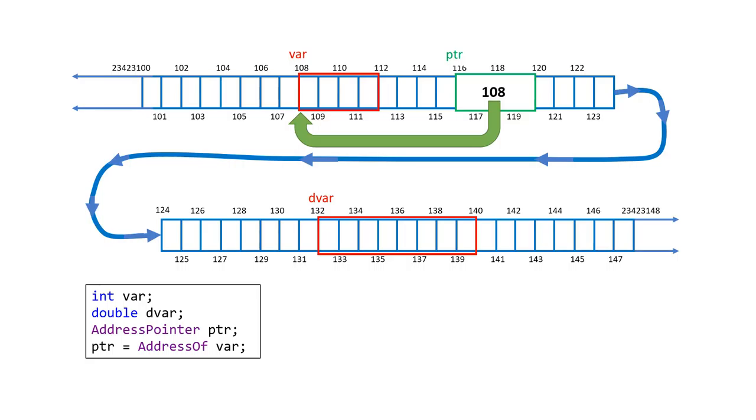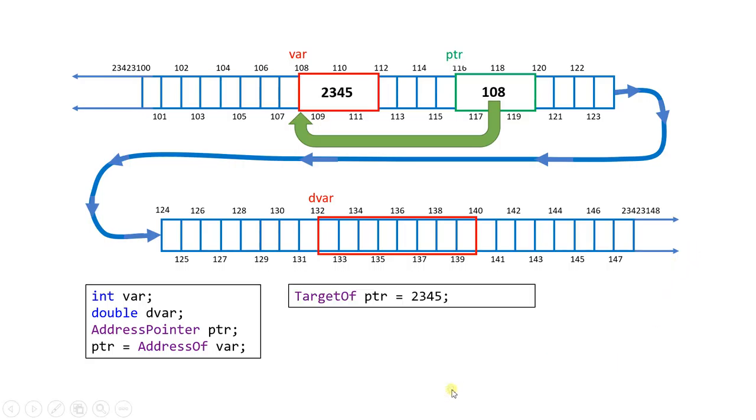Where is the address of var now? Where did you put it? In PTR. Are we okay? So if I want to actually put something in var, using the address, I have to say target of PTR is 2345. Because I said go to target of PTR, I didn't say PTR is set to something. When I say target of PTR is set to something, it goes where PTR is pointing to and puts it right in there. Are we okay with this? Any problem with this? Seriously, are we good? All right.